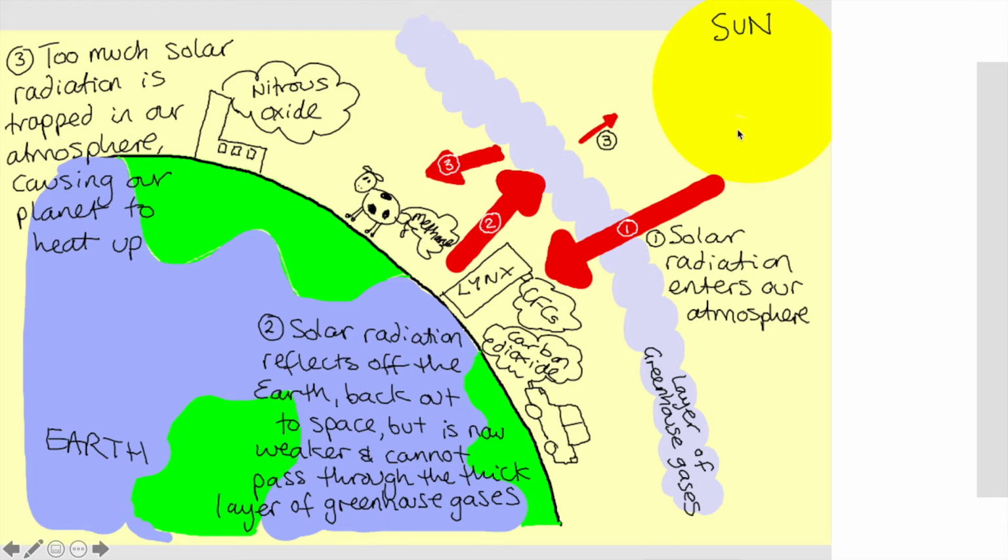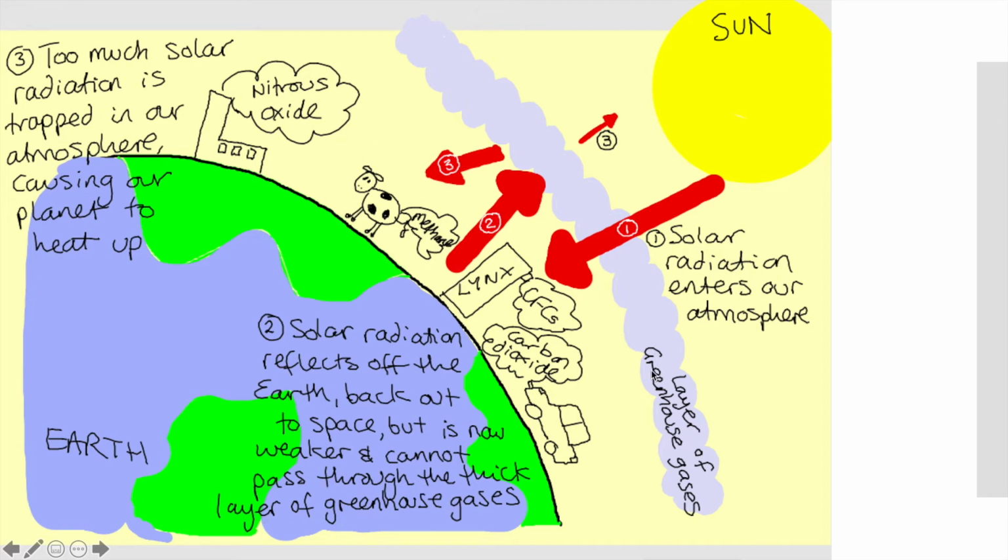So we'll start at number one. Number one is the solar radiation entering our atmosphere. So it's coming in. It comes through the layer of greenhouse gases. Because that layer isn't too big, it lets some in, it lets the majority in, and it kind of reflects some of it away as well. It's a happy medium at the moment. But the solar radiation reflects off the Earth back out to space, but is now weaker and cannot pass through the layer of greenhouse gases.